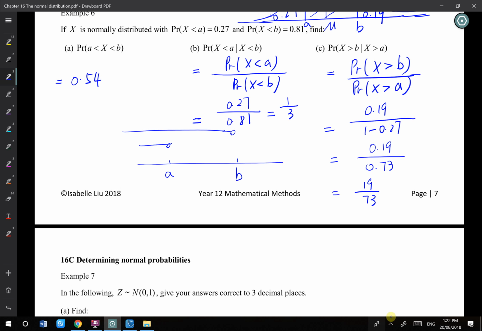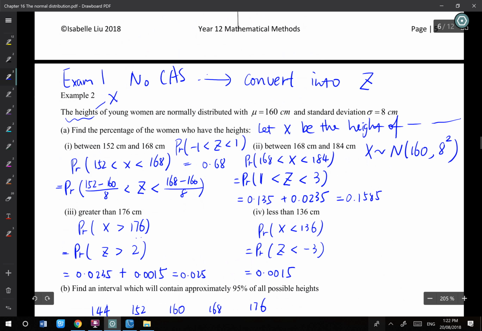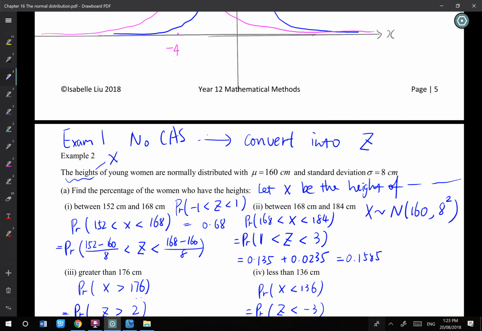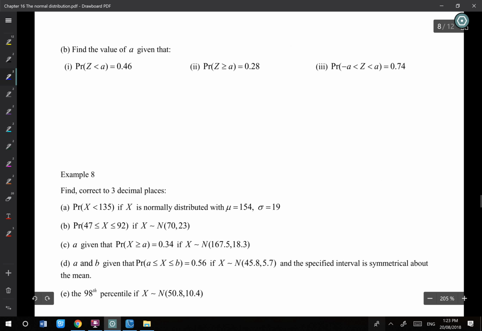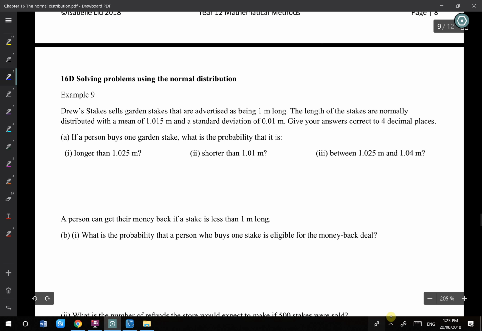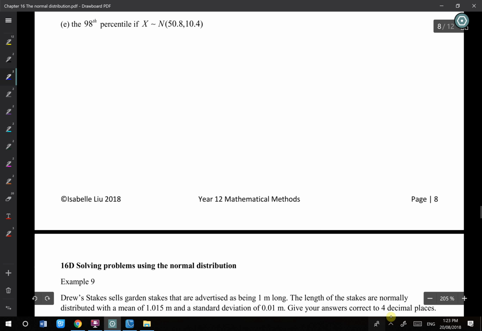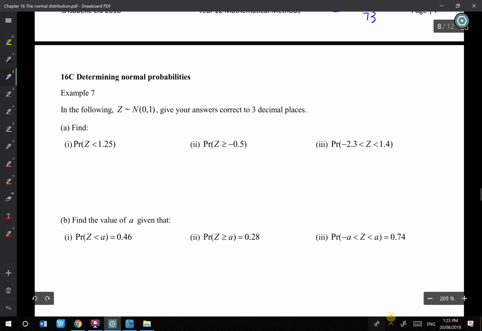Alright, so these 2 pages are all exam 1 questions. Okay, are all exam 1 questions. No calculator, and I must use the standardized normal to work on it. And then I either see the graph or see the 1, 2, 3 standard deviations, 68, 95, and 99.7. And just wants to go a little bit after that.